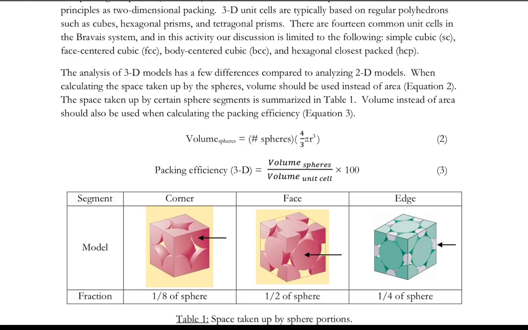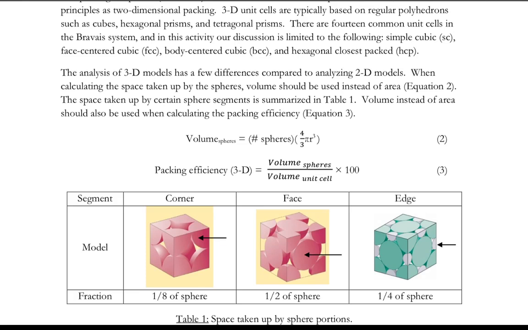Volume instead of area should also be used when calculating the packing efficiency, equation 3. So packing efficiency has to do with the amount occupied versus the total amount, times 100. So we have the volume of the spheres, which is the number of spheres in the unit cell times 4/3 pi r cubed, divided by the volume of the unit cell in terms of r, the radius, times 100.